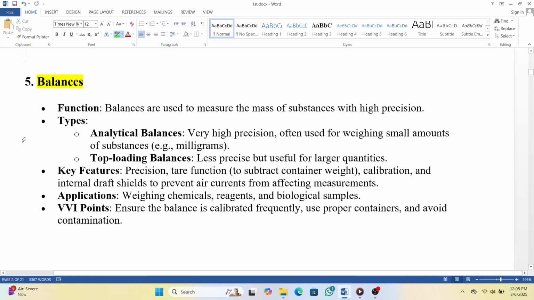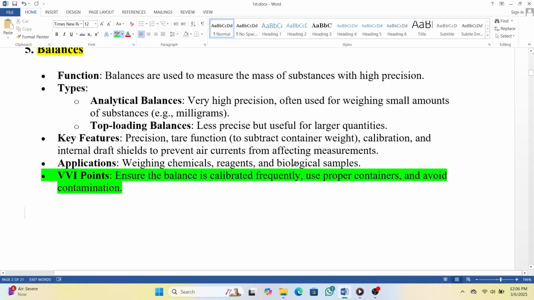Balances are used to measure the mass of substances with high precision. Types. Analytical balances, very high precision, often used for weighing small amounts of substances, example milligrams. Top-loading balances, less precise but useful for larger quantities. Key features: precision, tare function, to subtract container weight, calibration, and internal draft shields to prevent air currents from affecting measurements. Applications: weighing chemicals, reagents, and biological samples. VVI points: ensure the balance is calibrated frequently, use proper containers, and avoid contamination.